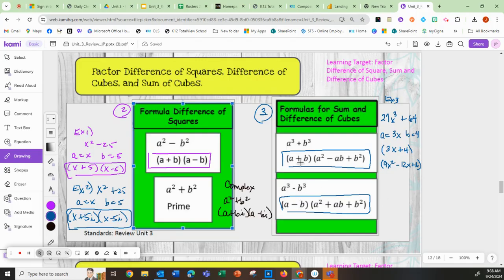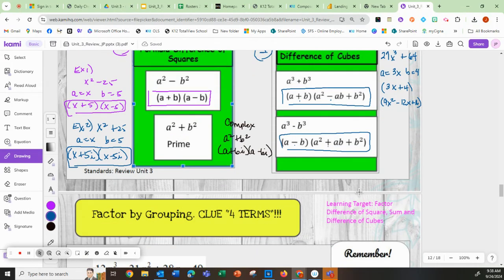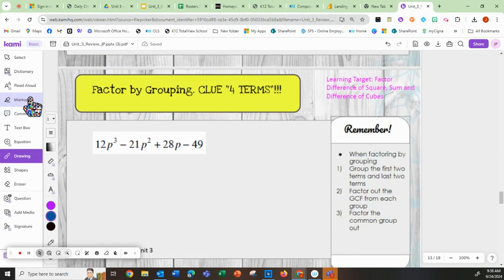You would do the same thing for the difference, but the formula is a little bit different. For the sum, you have a plus and a minus here, and for the difference of cubes, you have a minus and plus. But other than that, the formulas are the same. The last way to factor is factoring by grouping. So there's 4 different ways to factor. The clue is usually you have 4 terms.